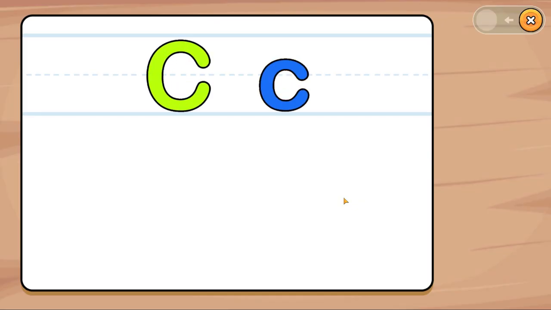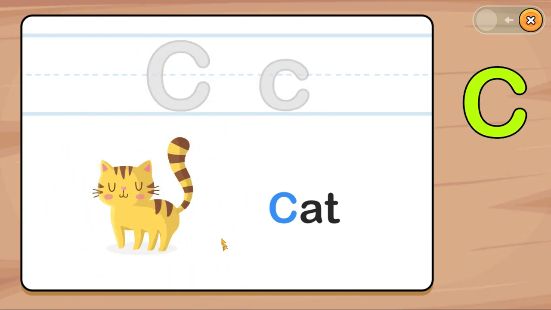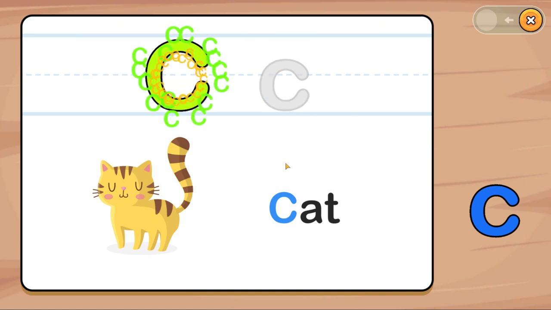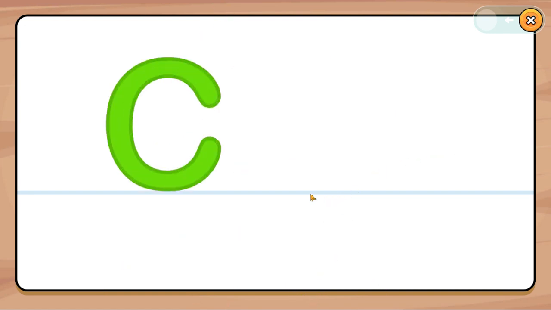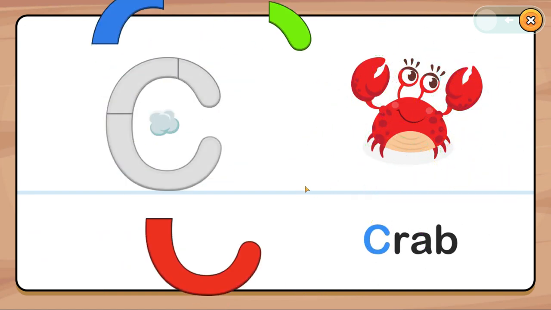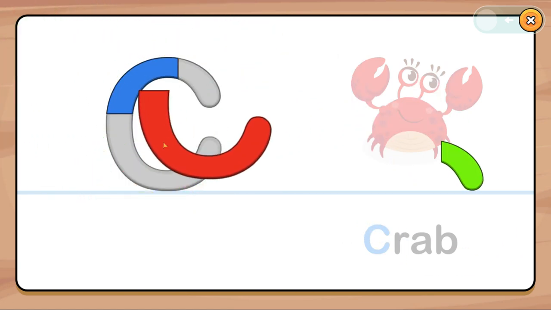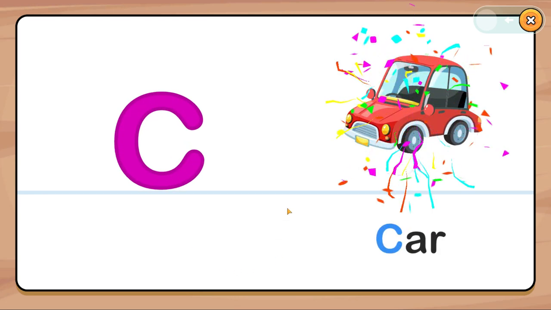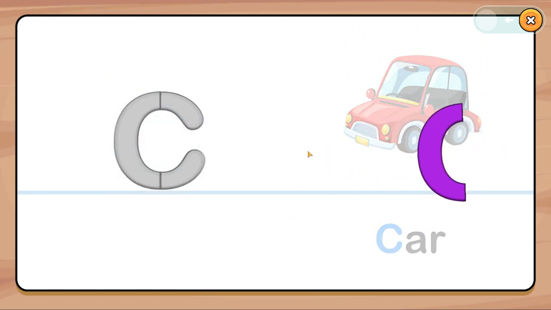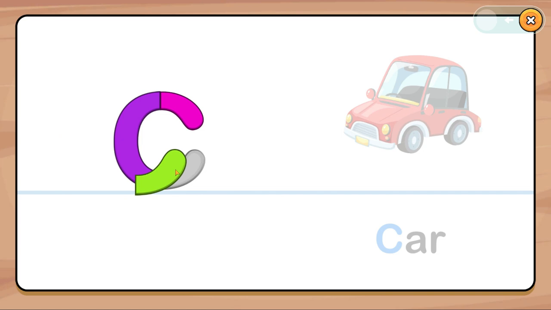Let's start. C is for cat. C. Smart. C is for crab. Wow. Good one. C is for car. Good one. Nice. Good job.